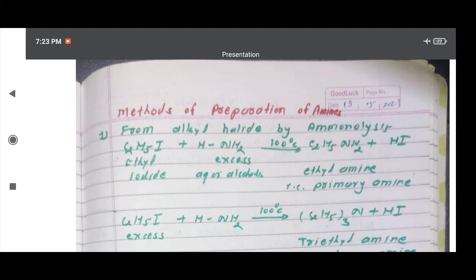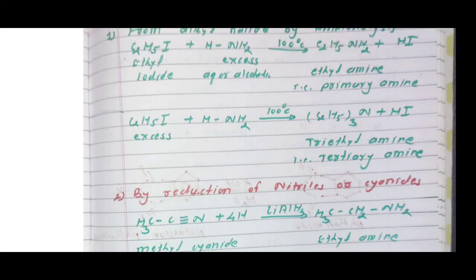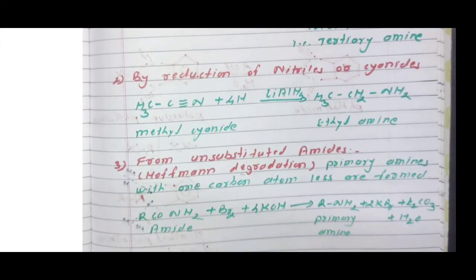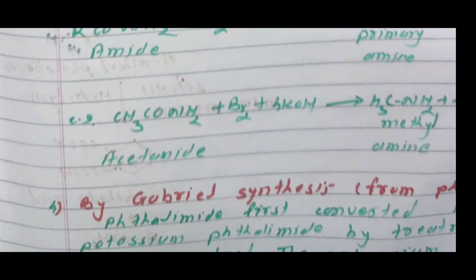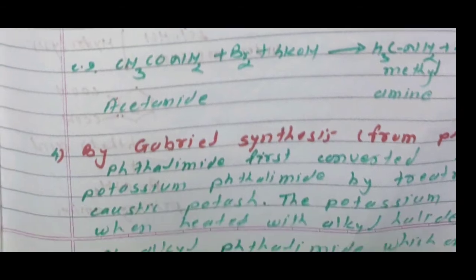The first method is from alkyl halide by ammonolysis. The second method is by reduction of nitriles or cyanides. The third one is from unsubstituted amides; this method is called the Hofmann degradation method. And the fourth one is the Gabriel synthesis from phthalimide. These four methods are for the preparation of amines. I will discuss them one by one.